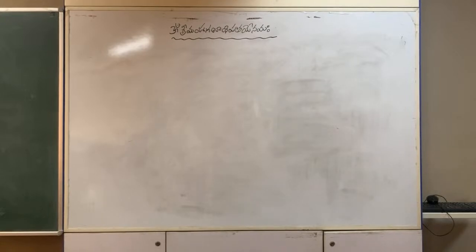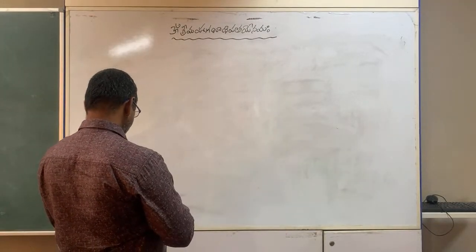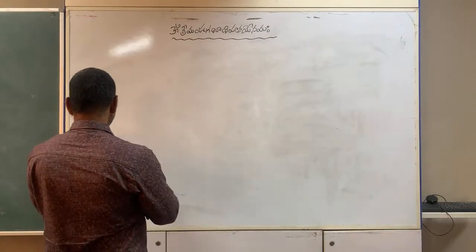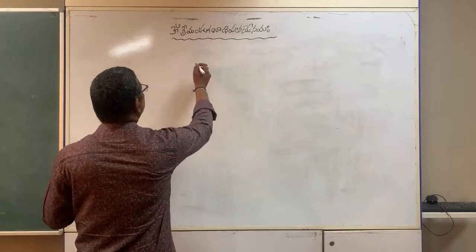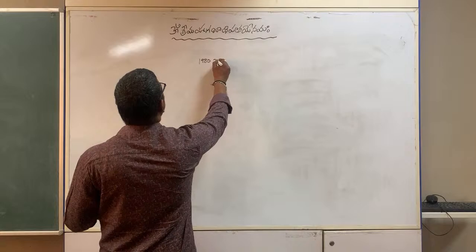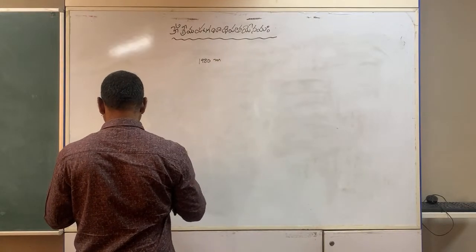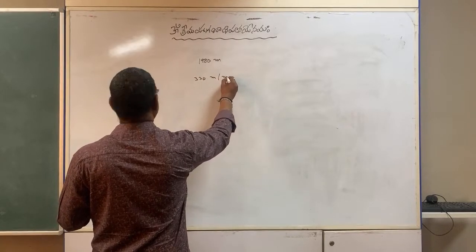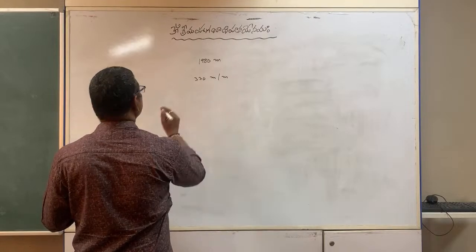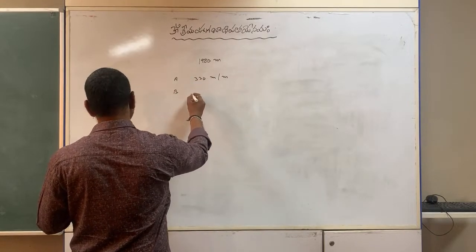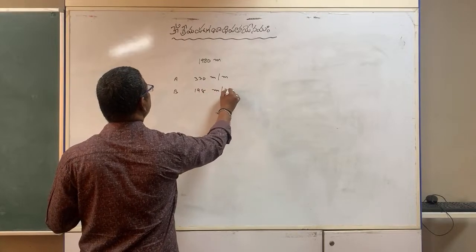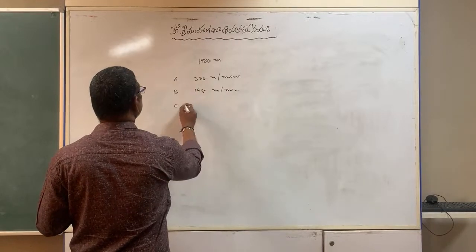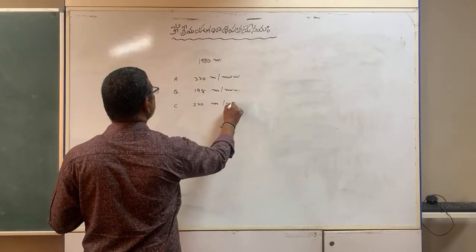Timings note చేసుకోండి. Note down the timings. Circumference అంతా 1980 meters. A starts, A speed 330 meters per minute. B 198 meters per minute. C 220 meters per minute.